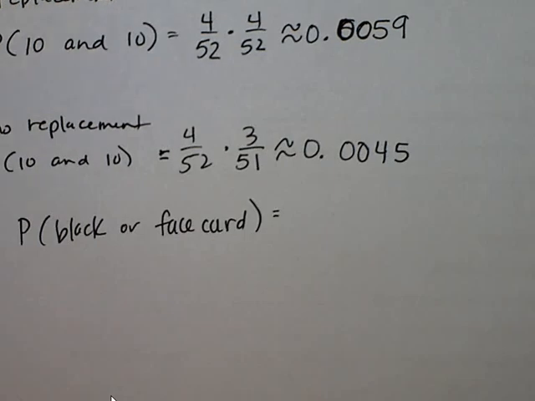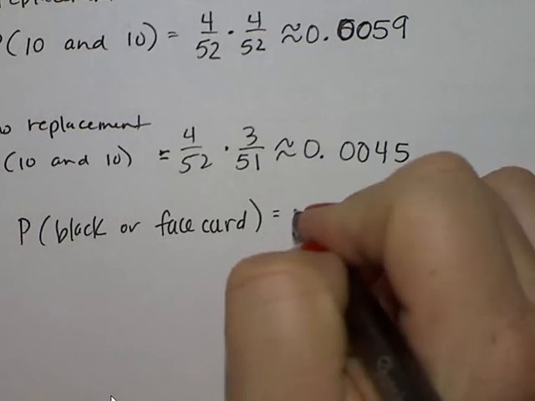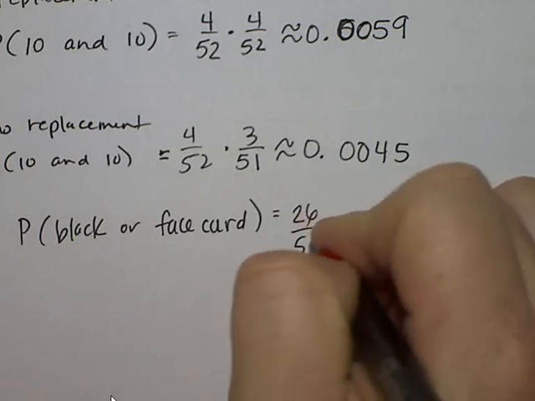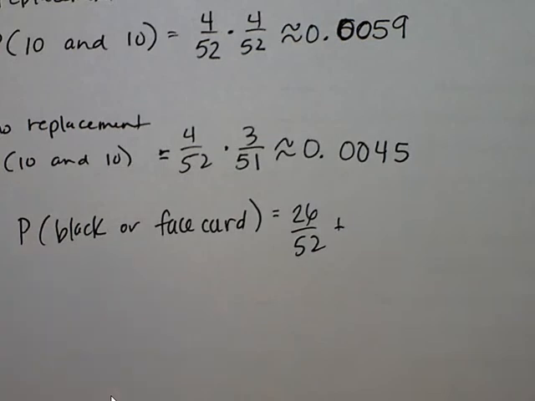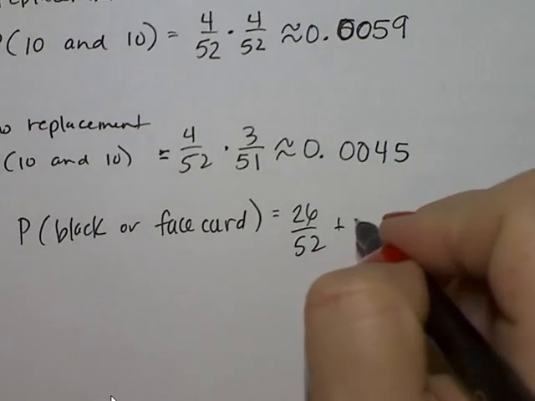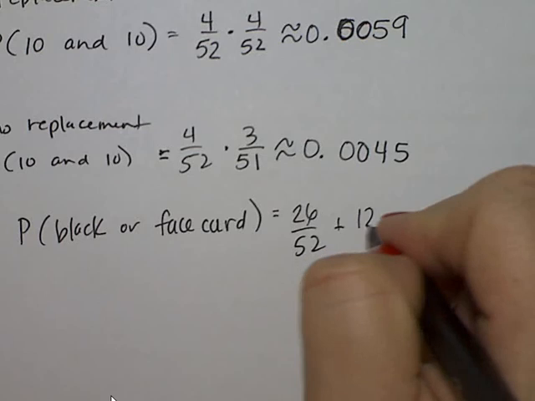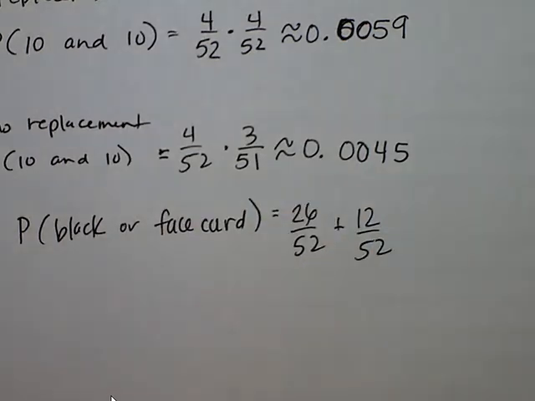How many black cards are there? 36. I don't think there's 36. Oh, 26. There we go. I agree, 26. There are 13 clubs, 13 spades. So 26 out of 52. How many face cards? 12. There are 3, 3, 3, and 3, which is 12. Thank you. And now how many overlapping do we have there? Face cards and also black.